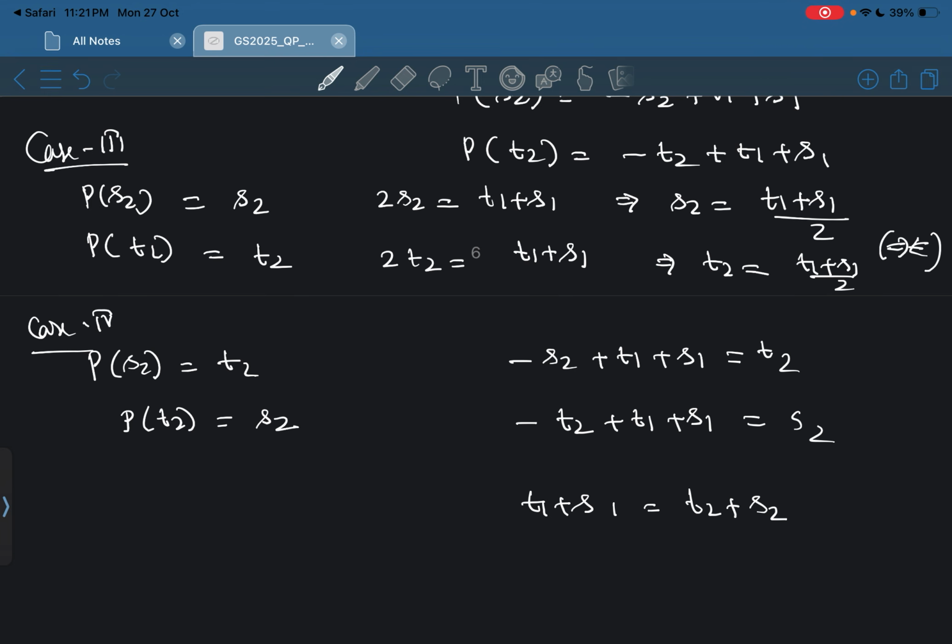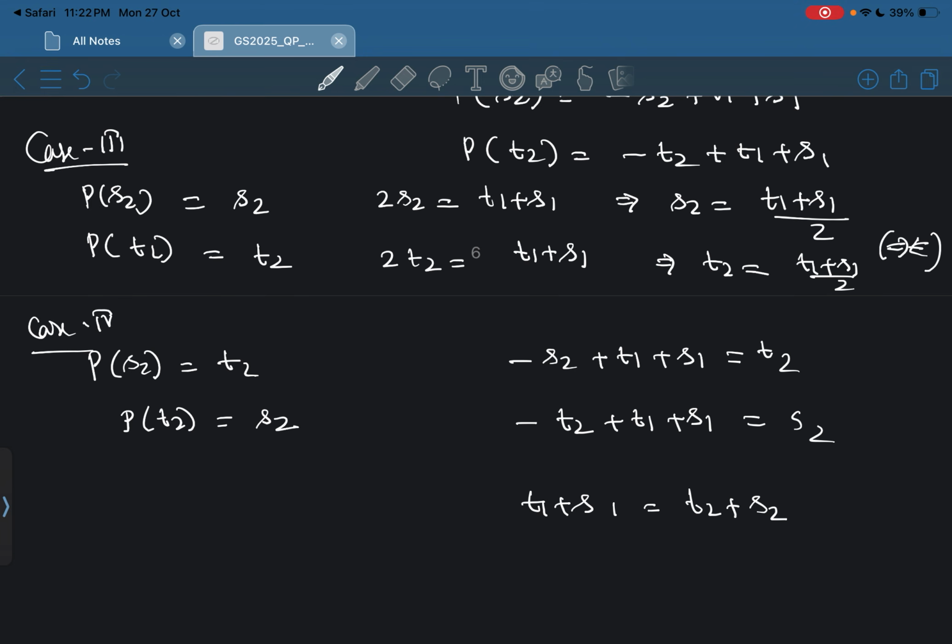But then you can take S1, T1, S2, T2. You have infinitely many choices that satisfy S1 plus T1 equal to S2 plus T2, right? And if you put that value, then for that linear polynomial particularly, you have many choices. So there are not only two subsets S that satisfy this condition.